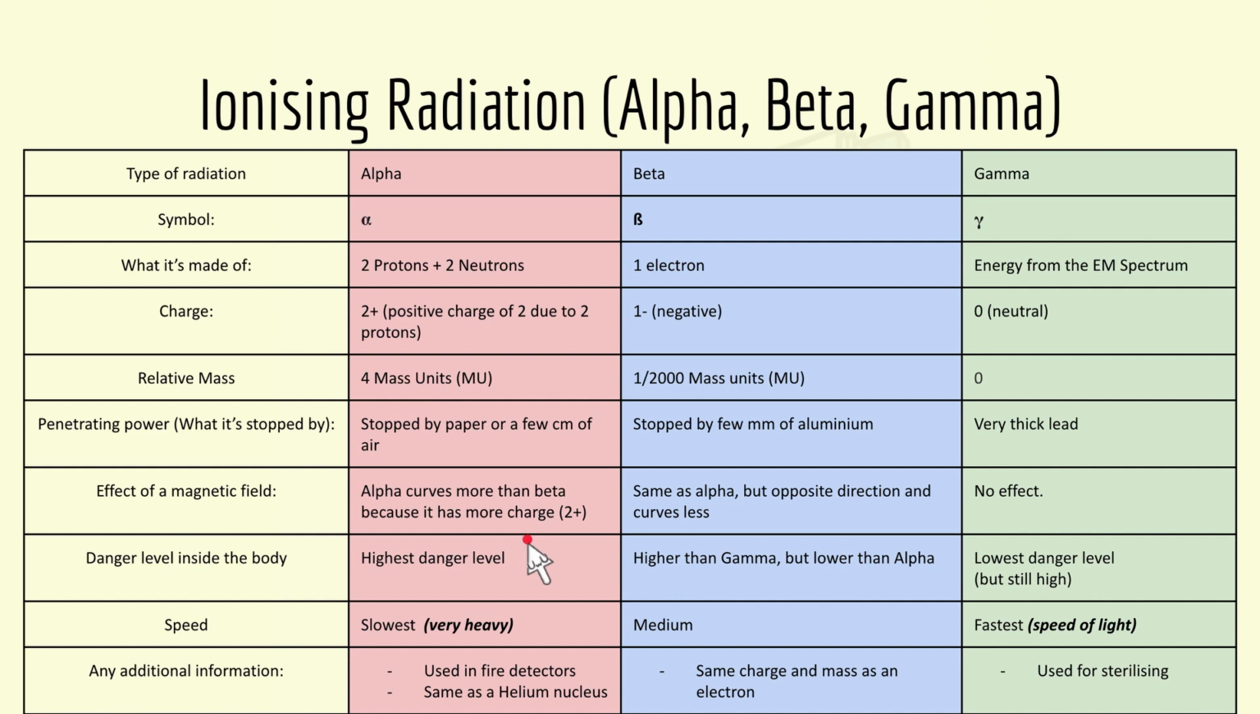And danger is inside of the body. Alpha is the highest danger level, beta is higher than gamma but lower than alpha, and gamma is the lowest danger level. And we'll get into why in a second.